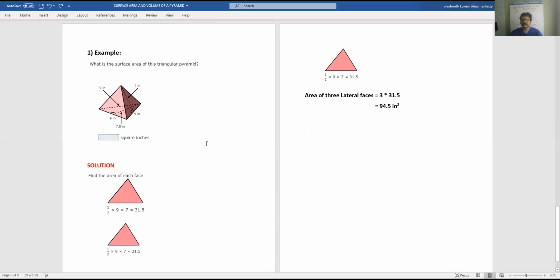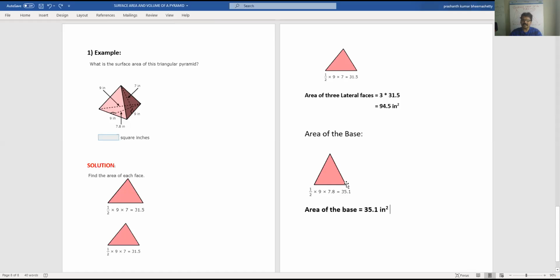Let's see. The area of the base is again a triangle. The same formula holds good: 1/2 times base times height. So let us take this base here. 1/2 times the base, which is 9. And what is the height of this base? 7.8. It calculates to 35.1 square inches. So the area of the base is 35.1 square inches.